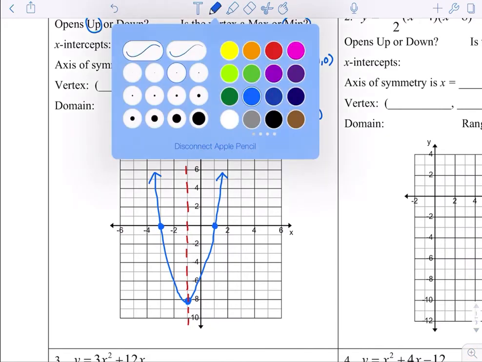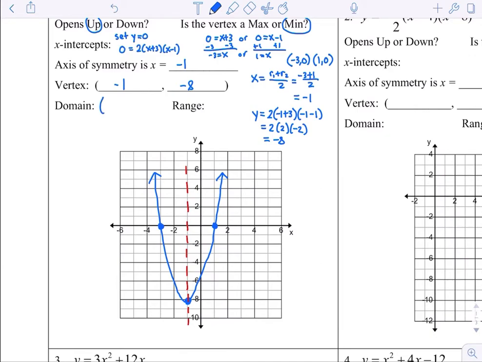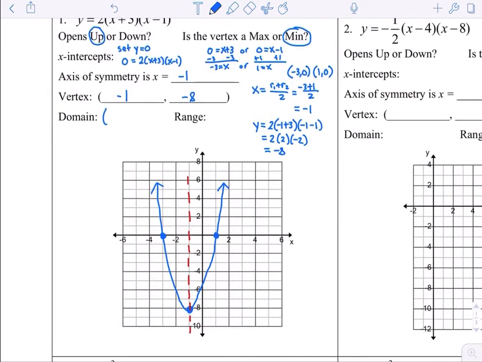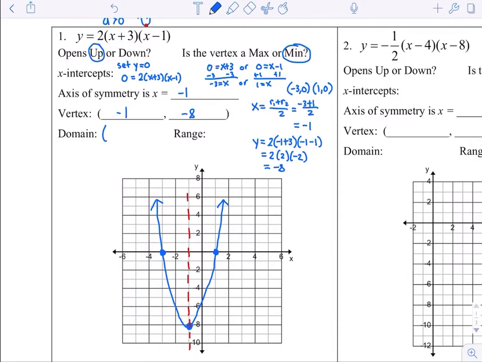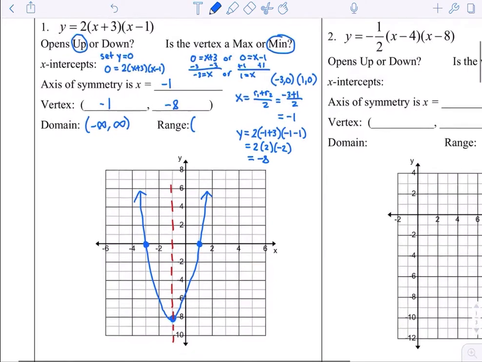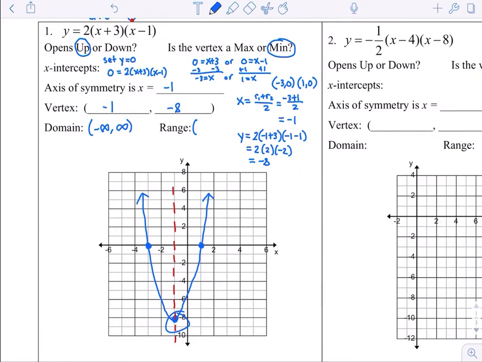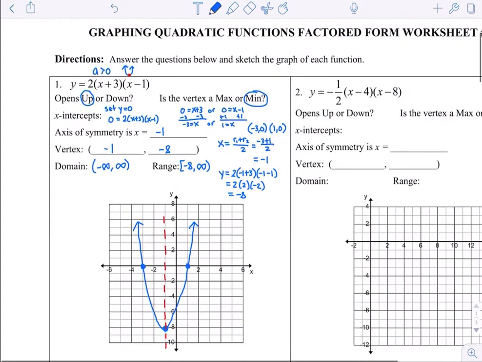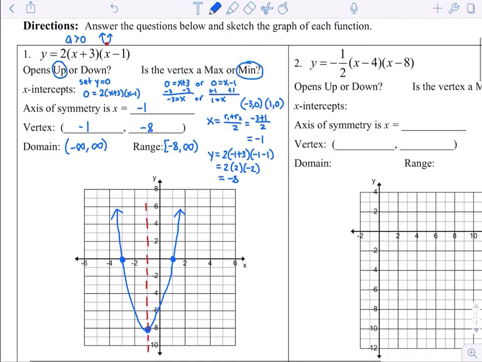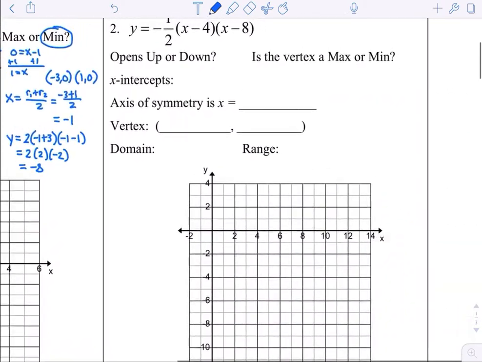All right, your domain. It's the set of all x values, which means how far left is this graph going, negative infinity, to how far right, positive infinity. Range: how low is this graph going? All the way to here, which is negative 8. So bracket, negative 8 to infinity. How low to how high? So that's number 1. Here's number 2, you guys.